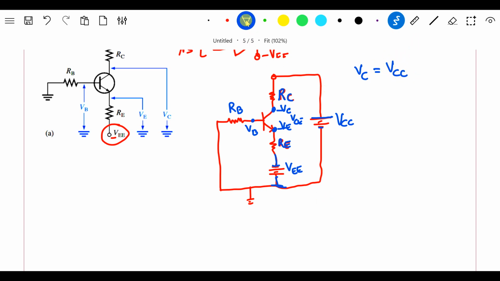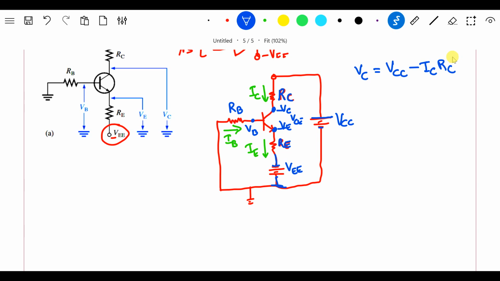I did not mark the current. Let me mark the current values. Now this is your IC, which is flowing through RC, and this is your IB, and this current is your IE. As usual, like how we wrote earlier for VC, now VCC, which is the total voltage, minus this remaining voltage, ICRC. So VCC minus ICRC is the actual equation for my VC.